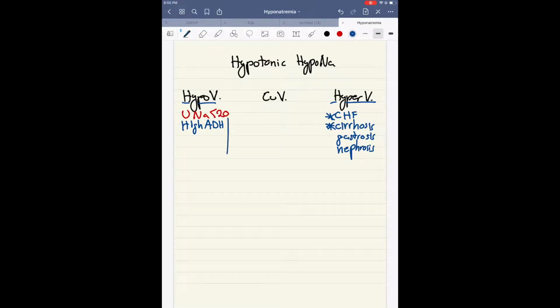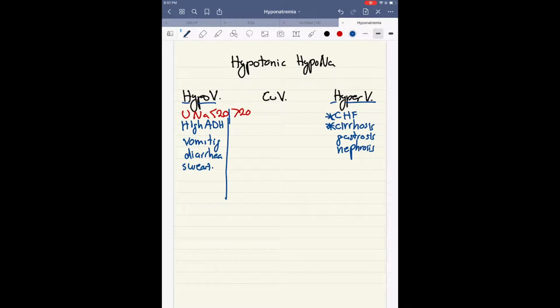But for some reason, sometimes it can be greater than 20. Right? So in our high ADH states, where urine sodium is less than 20, we're looking at things like dehydration, so vomiting, diarrhea, sweating for whatever reason. You're just losing a lot of fluid, causing you to be hypovolemic, hypotonic, hyponatremia.